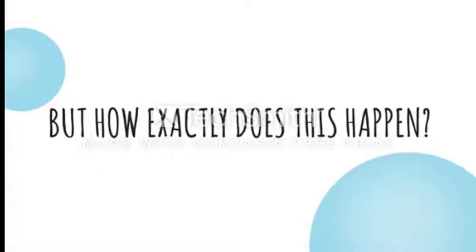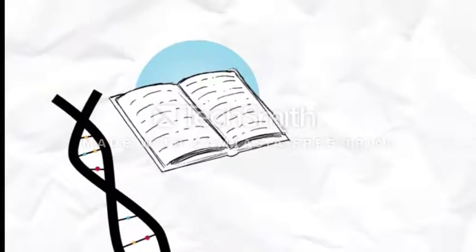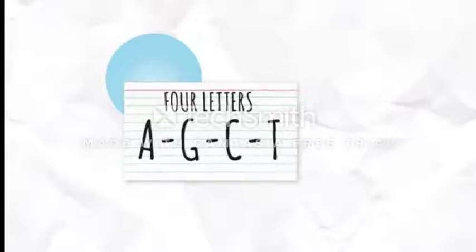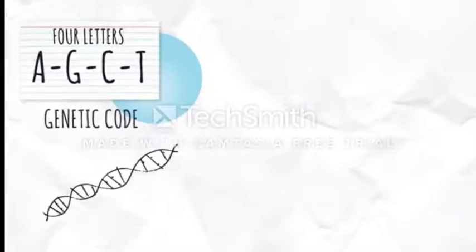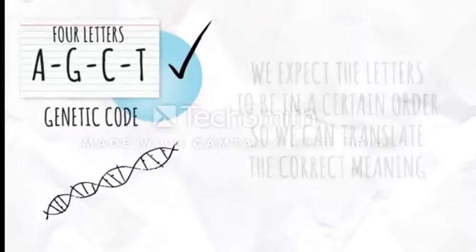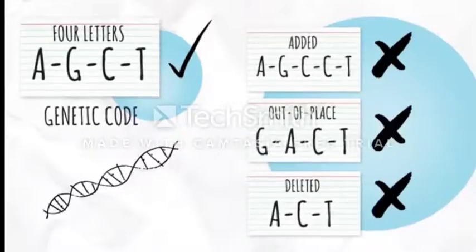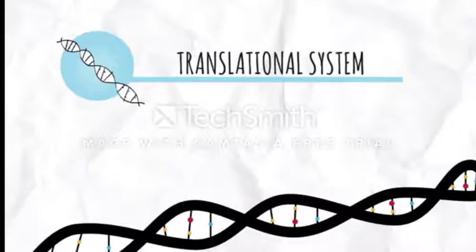But how exactly does this happen? Just like the words on the pages of the encyclopedia, our genes are made up of 4 letters: A, G, C, and T. These 4 letters create the genetic code. In our written language, we expect the letters in words to be in a certain order for our brains to translate the correct meaning. If a letter is added, out of place, or deleted, the word itself may not be understood. Our genetic code works along a very similar translational system.